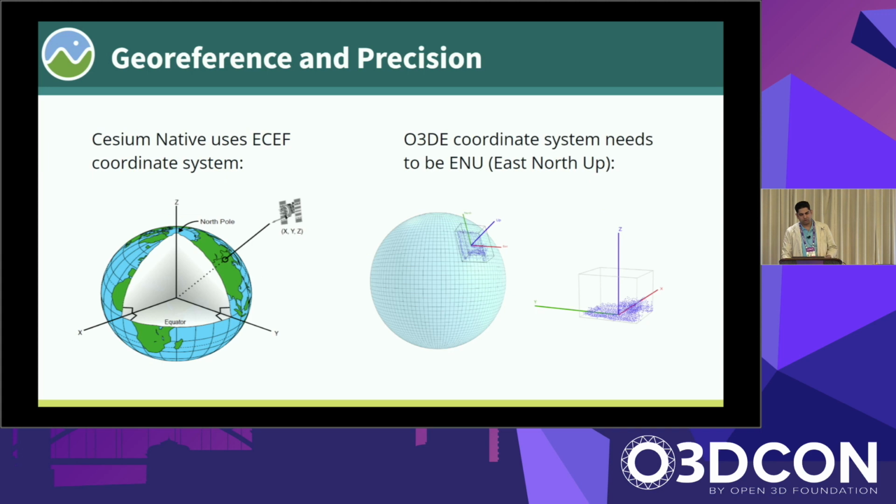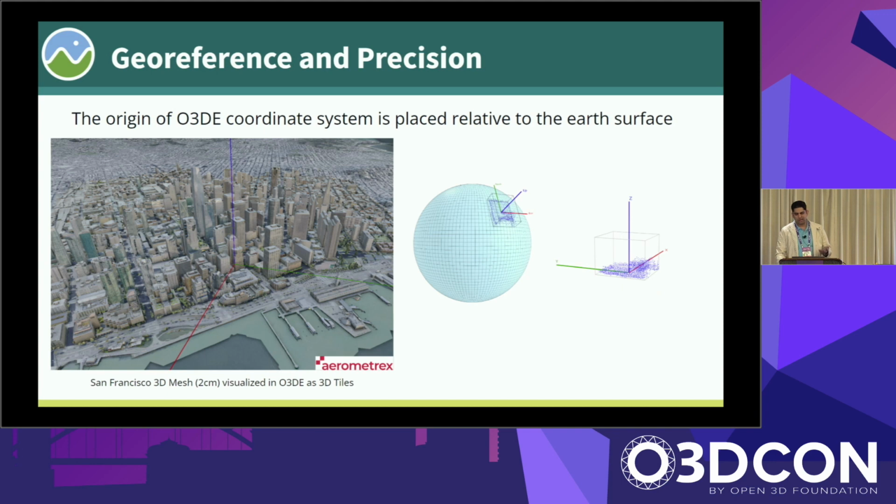So the way we solve this is by changing the coordinate system to not be Earth-centered, but really the origin of it is on the surface of the Earth, close to where the camera is looking. This is called east-north-up. So here's an example of San Francisco, where it shows the coordinate system being close to where the camera's at. So all your vicinity, essentially, is localized, and that way you can maintain precision.